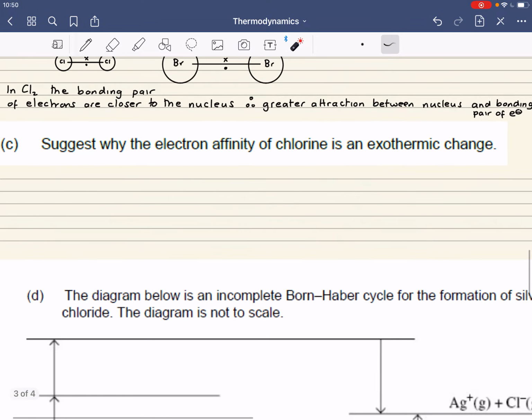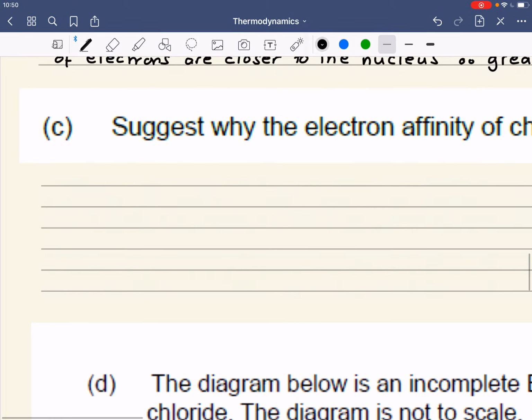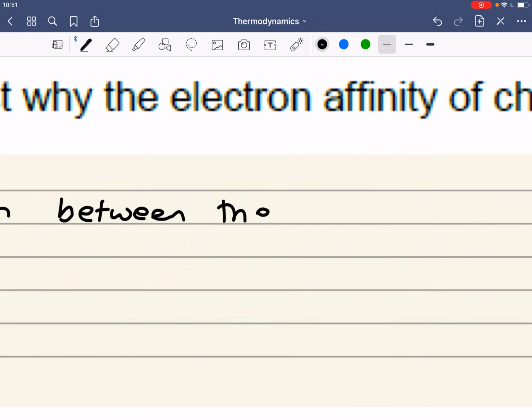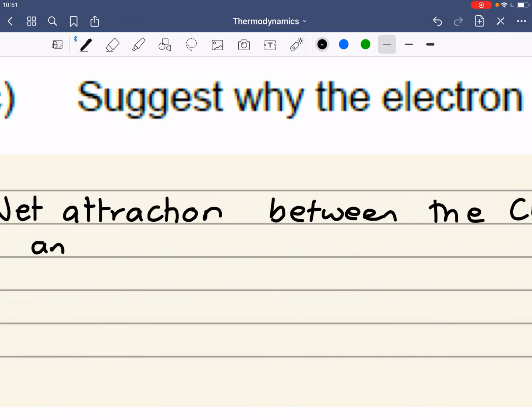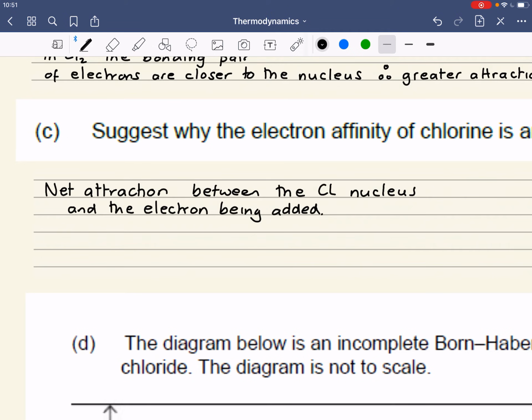It says then suggests why the electron affinity of chlorine is an exothermic change. Any first electron affinity for any atom, whether it be oxygen, chlorine, fluorine, are always going to be exothermic. And it's just kind of an answer you need to learn. The answer is there's a net attraction, and this is where you've got to get the wording correct, between the chlorine nucleus and the electron being added. And that's kind of a set answer that you need to learn.